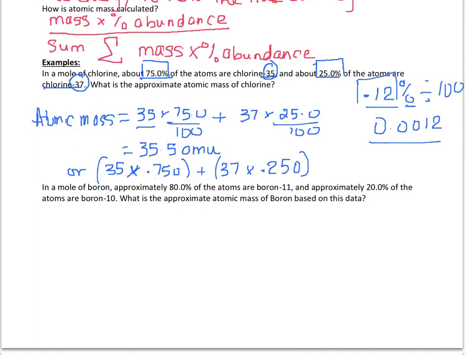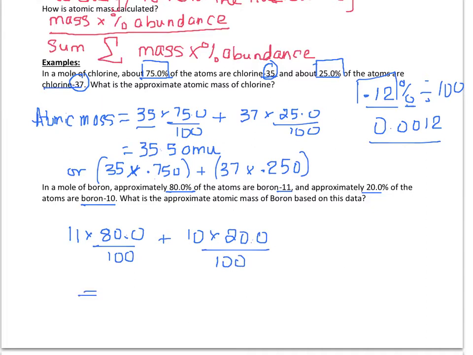Okay. Sorry. Let's get on to the second example. We're given 80% of boron 11, 20% of boron 10. So we do the same thing. Mass times percent. 11 times 80.0 divided by 100 plus 10 times 20.0 divided by 100. And if you work it out, you get an answer of 10.8 AMU, atomic mass units.